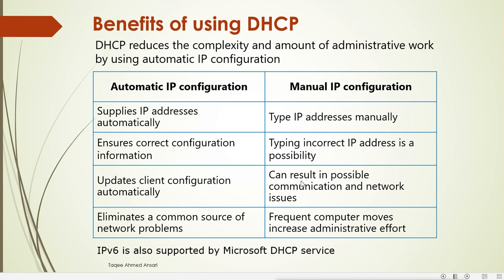But if you have used manual IP addresses, it can result in possible communication and network issues. That means it can be a problem because those machines which are not using the new gateway will have a problem of communication. Then you have to change each and every machine's gateway address manually. In automatic, it eliminates the common source of network problems, but in manual, frequent computer moves increase administrative effort. That means when you move a machine from one subnet to another subnet, you have to change the IP address according to that subnet also, and it can be a problem.